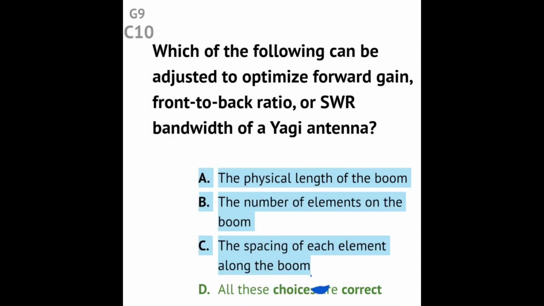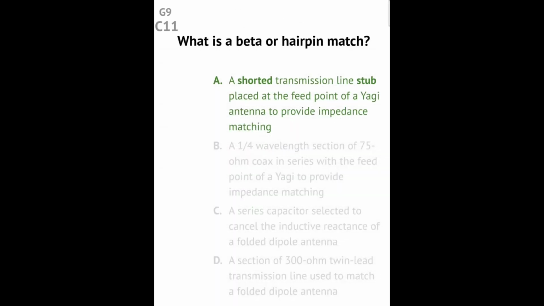Question G9C10. Which of the following can be adjusted to optimize forward gain, front-to-back ratio, or SWR bandwidth of a Yagi antenna? Answer: all these choices are correct, which are the physical length of the boom, the number of elements on the boom, and the spacing of each element along the boom. Question G9C11. What is a beta or hairpin match? Answer: a shorter transmission line stub placed at the feed point of a Yagi antenna to provide impedance matching.